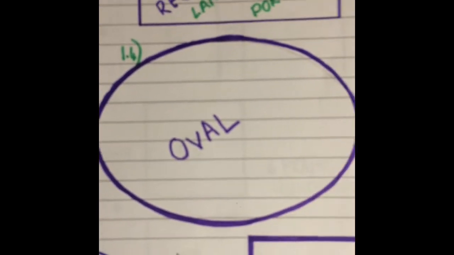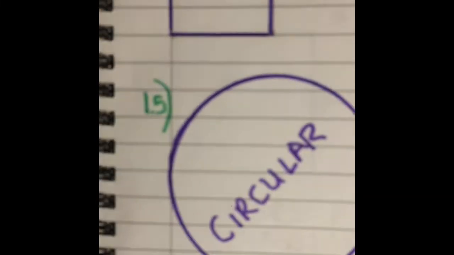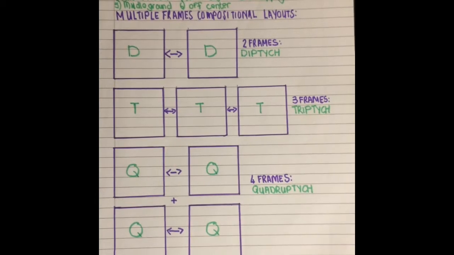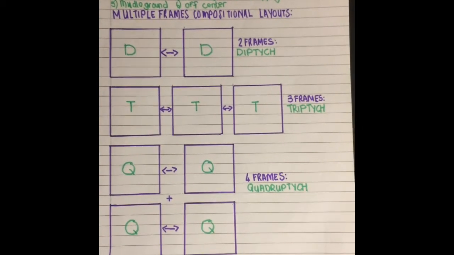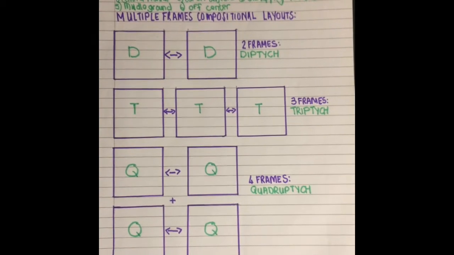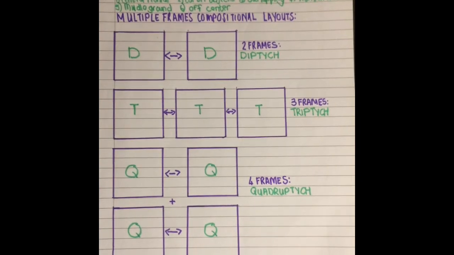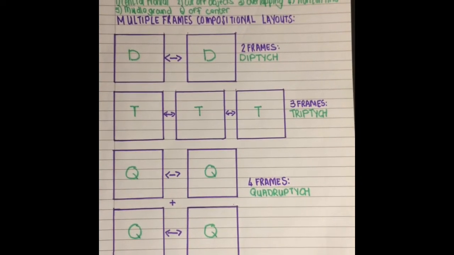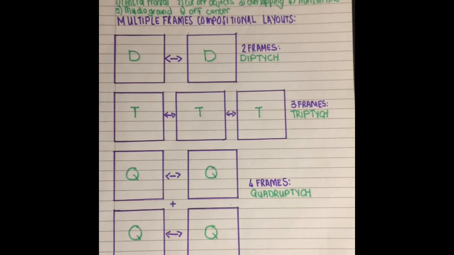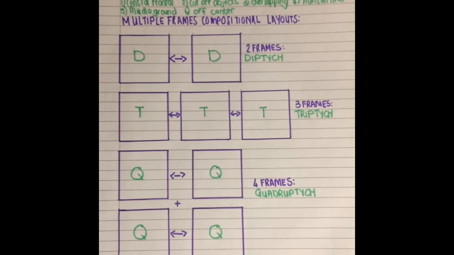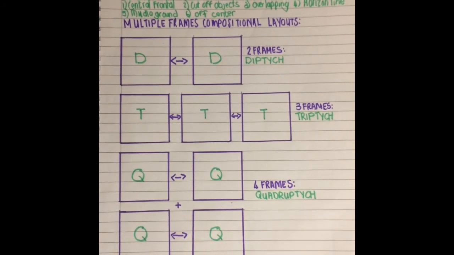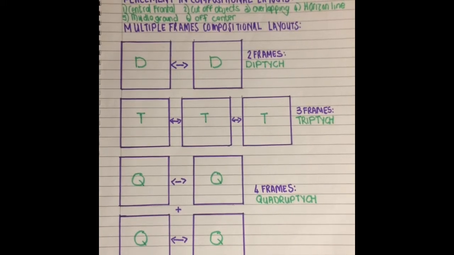And the next one you get is oval. You get circular, miniature, and huge. So I'm going to be talking about the second thing, which is the placement in compositional layouts. You get central frontal, cut-off objects, overlapping, horizon line, middle ground, and off-center. I'm going to be showing you examples of these placements in compositional layouts.